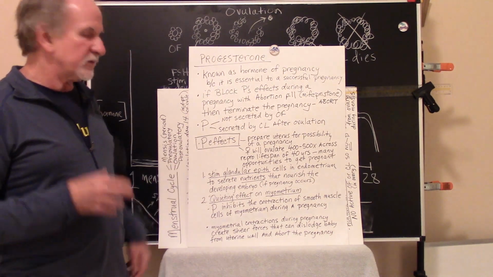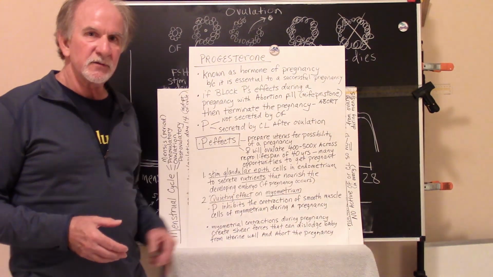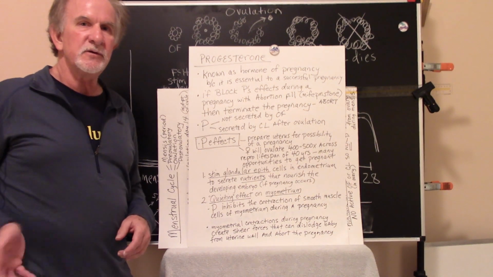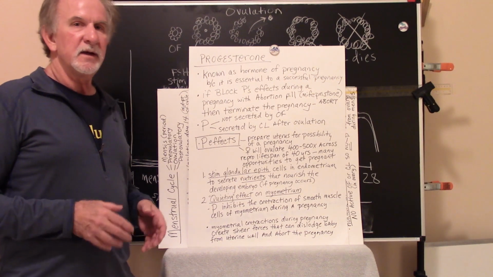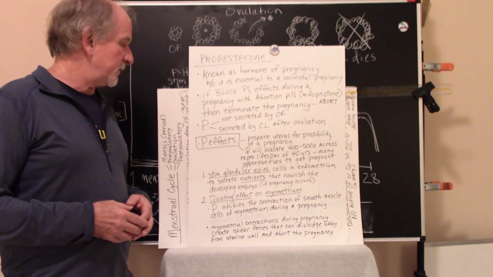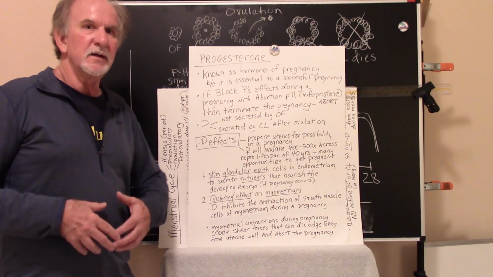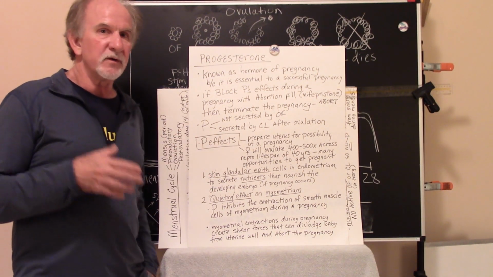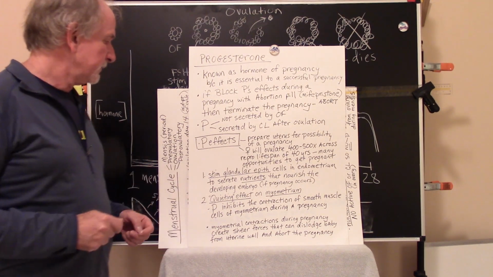Some of progesterone's effects include the stimulation of glandular epithelial cells in the endometrium to secrete nutrients. These are nutrients that nourish the developing embryo. It takes a little while for the developing embryo to develop an umbilical cord, and certainly in the early stages of pregnancy, these nutrients, prior to the formation of an umbilical cord, are essential for maintaining the health of the embryonic cells.